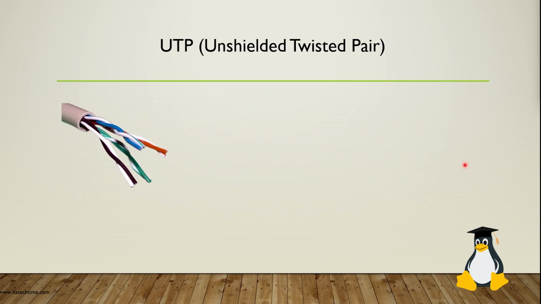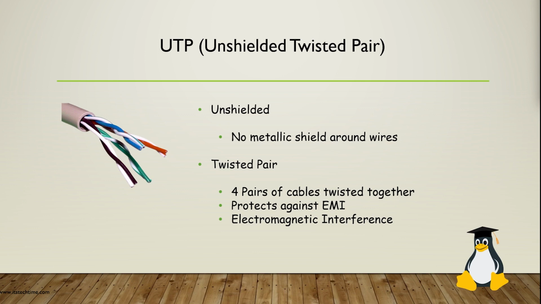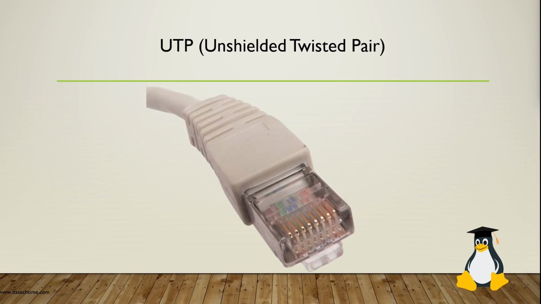The copper cables used in Ethernet standards are going to be UTP cables. UTP cable stands for unshielded twisted pair. Unshielded meaning no metallic shield around the wires, and twisted pair meaning 4 pairs of cables twisted together, which protects against electromagnetic interference. If you look at this photo, you can see the 1, 2, 3, 4 pairs of twisted cables, and that's the twisted pair in the UTP. So if you look at this RJ45 connector from earlier, you can see 8 pins, which are the 8 cables total for the 4 twisted pairs.